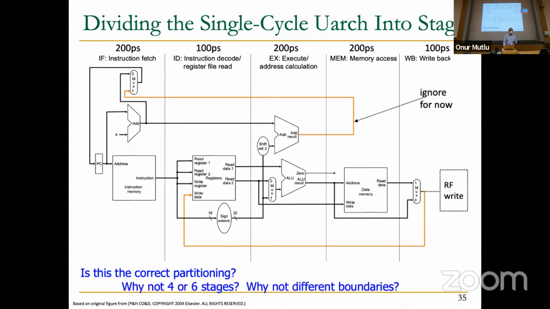But I'm not showing you that. And also, why not have 4 stages or 6 stages? Why not have different boundaries, right? Why not have the clock cycle 150 picoseconds and have a different partitioning, maybe more equal? Again, these are good questions to ask. There's both science and art related to this, which we're not going to cover, but we're going to assume that this is what we're given at this point. But you can critically think about the fact that this may not be the best design.